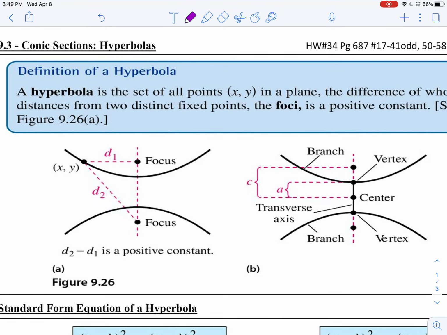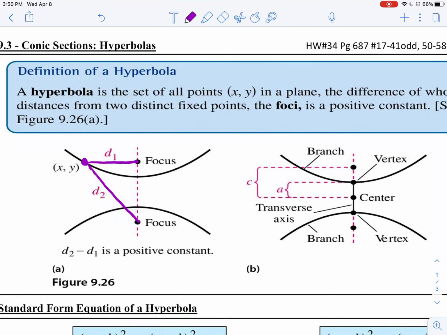So if I were to look at this first figure here, here's a hyperbola, which you'll see has two unique branches. Again, a branch is just a fancy way of saying the curve. If I were to choose an arbitrary point on a branch, and find the distance from that point to the first focus, which is always inside the branch, we'll call this one D2, and find the distance from that point to the other focus, which is inside this branch, which we'll call D1, we'll see that D2 minus D1 gives us some positive constant.